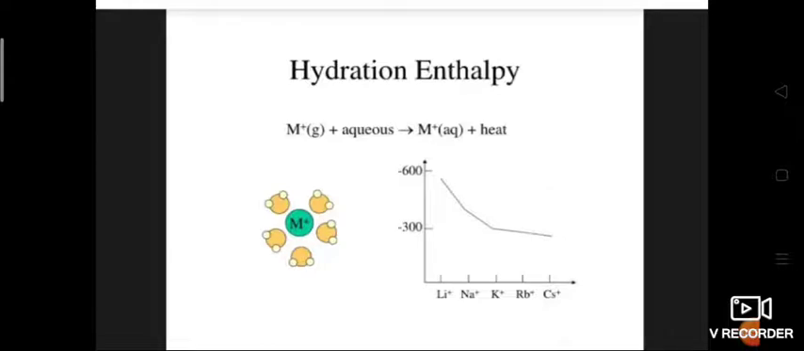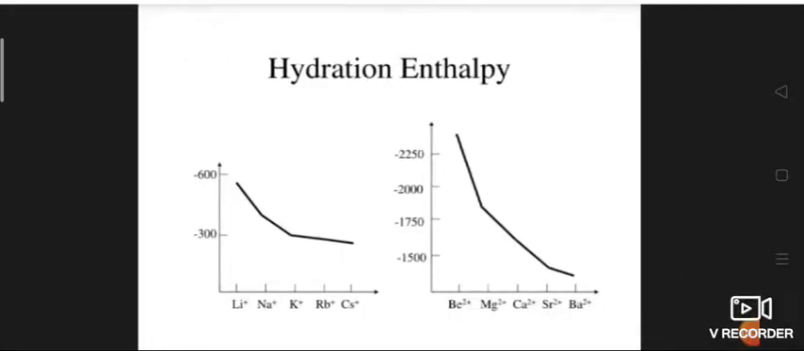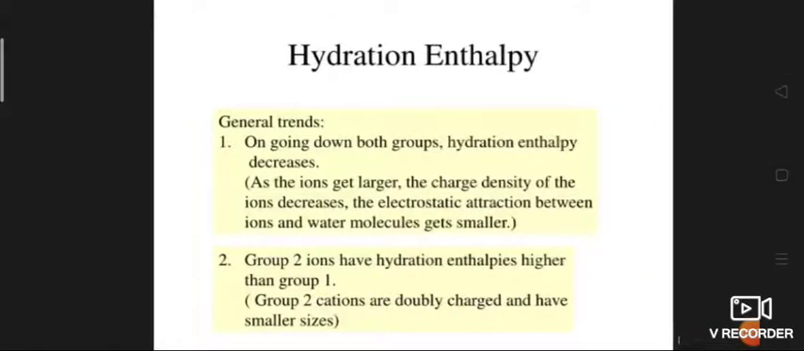Lithium has more hydration enthalpy. That means lithium can hold more water molecules than sodium, potassium, rubidium, cesium. So the hydration enthalpy of lithium is more. At the same time, the hydration enthalpy of beryllium is also more. That means the lithium ion has more hydration energy, and the Be2 plus ion also has more hydration energy. Going down the group, hydration enthalpy decreases.